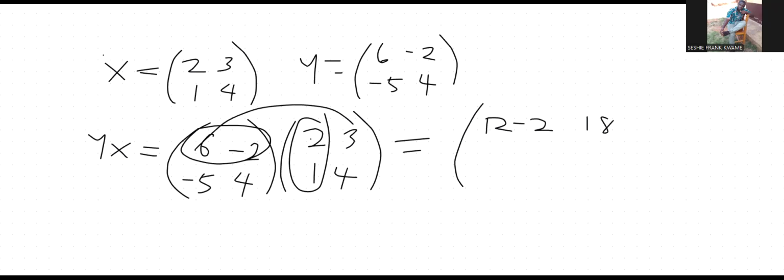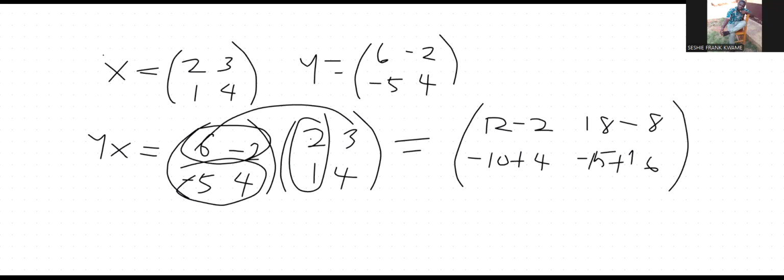So you come again for the down, -5 times 2, -10, 4 times 1, 4. -5 times 3, -15, 4 times 4, 16. So if you are not going to solve, this will be 10. This will be 10. This will be -6. And this will be 1. That is the answer. Okay, so now let's take your assignment.